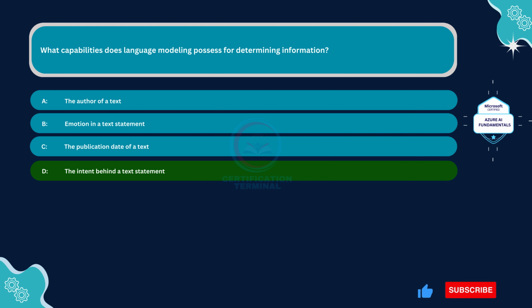Language models are adept at understanding the underlying purpose or intention behind a given text statement. Through natural language processing techniques such as sentiment analysis, topic modeling, and contextual understanding, language models can infer the goals, motives, or objectives conveyed in a text. For example, they can determine whether a statement is meant to inform, persuade, entertain, or inquire. Understanding the intent behind a text statement is crucial for various applications such as chatbots, sentiment analysis tools, and recommendation systems, as it helps tailor responses or actions accordingly.